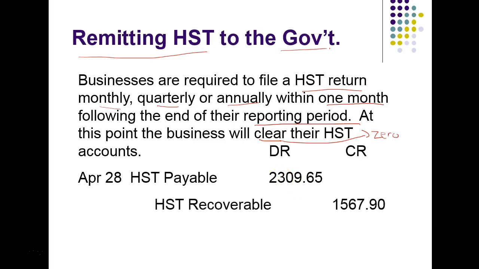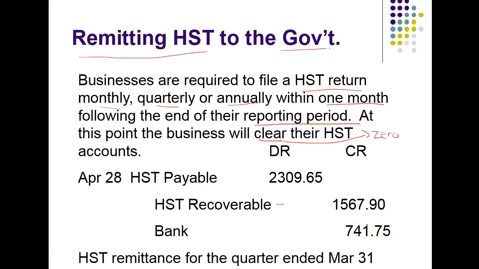We're also going to credit HST recoverable because it normally has a debit balance, okay? So we want to zero it out, and the way we zero it out is we credit it. So we debit HST payable, we credit HST recoverable, and the difference is the amount we owe to the government. So this is what we owe, this is what the government owes us, and the difference is what we take out of our bank account and send to the government. So this is how we do the quarter ended for March 31st.